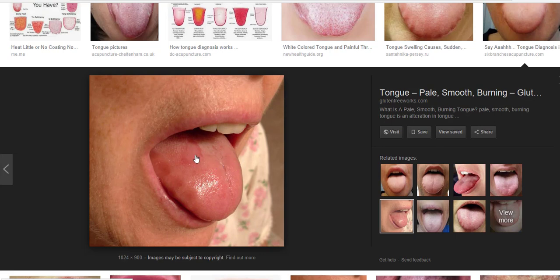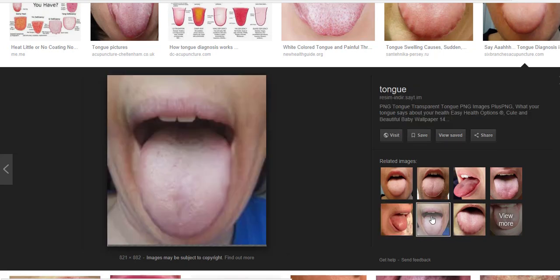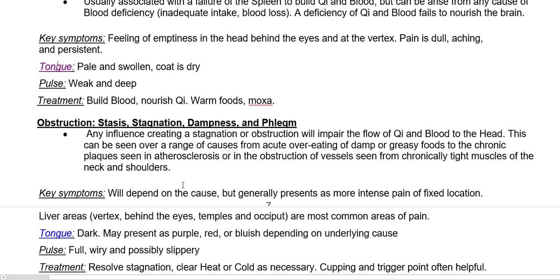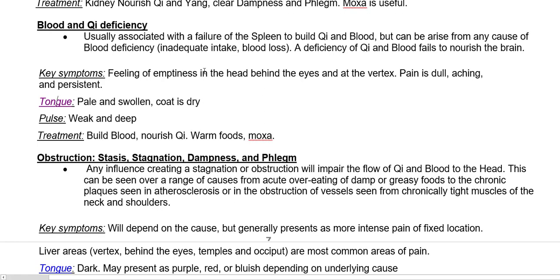Definitely a swollen tongue telling us we have dampness. This peeling tells us things are progressing. And here's another picture. This one definitely cold, starting to accumulate. This is pale, turning to bluish. So you can see these differences in the tongues here. Pale, swollen, coat is dry. Some would even say absent. This is what we often see in blood and Qi deficiency.